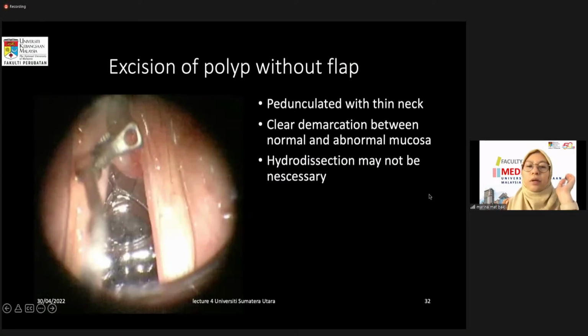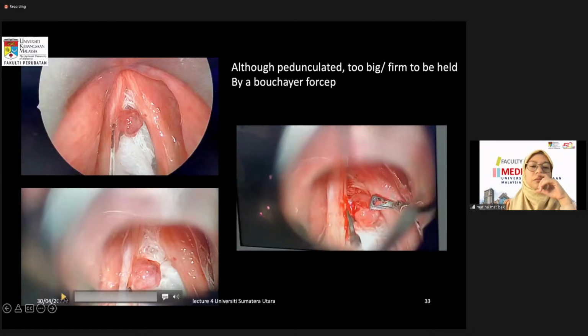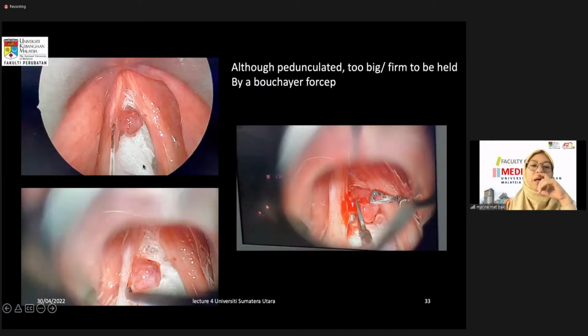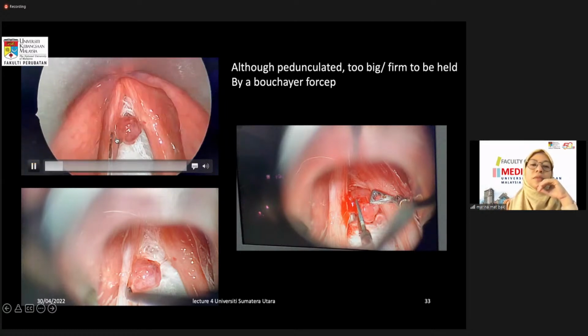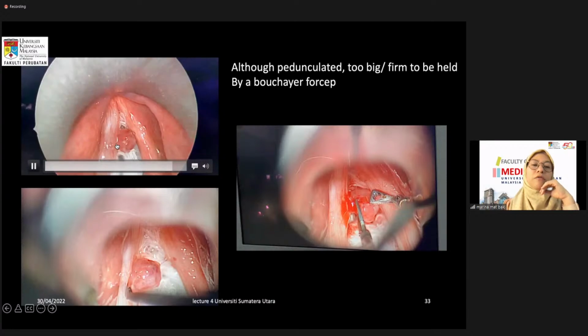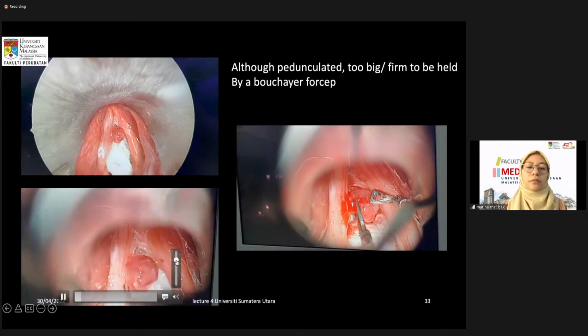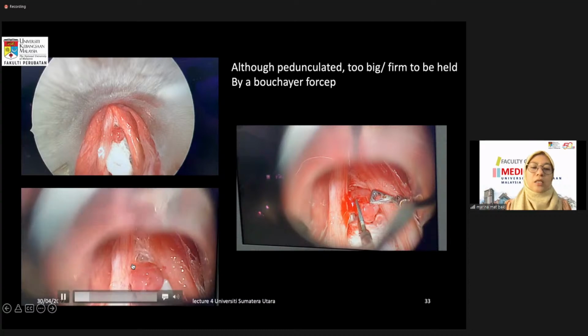Okay. Whereas you have another type of polyp. Okay, another type of polyp which is pedunculated as well, but it is rounded, and your instrument would have difficulty to grasp because it's firm and rounded. So that you can do hydrodissection like that. Elevate the epithelium from the vocal ligament, and then you use a sickle knife. Use a sickle knife to make an incision over there.